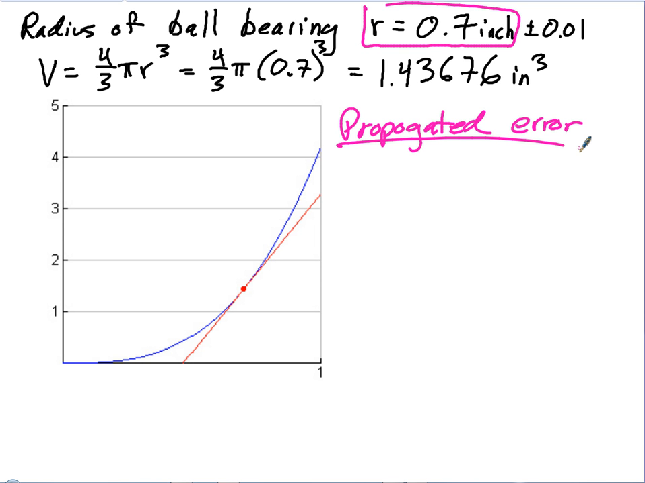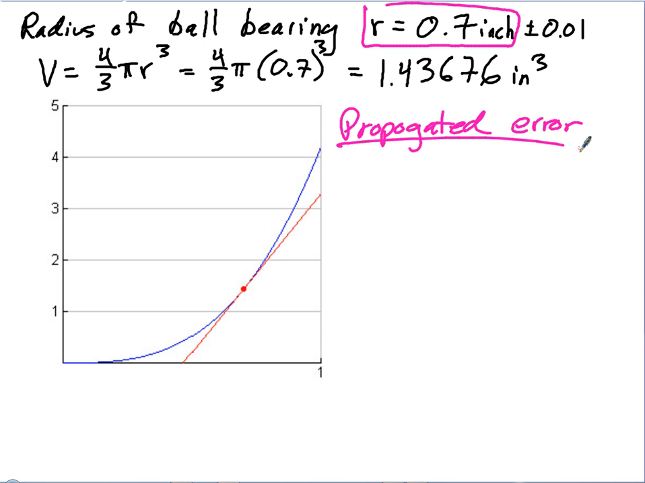Propagated error. The volume goes as radius cubed, right? So a change in radius is going to be amplified a little bit in the volume calculation because the volume is being cubed. Does that make sense? A relatively small change in radius, when I cube it, could end up being a little more substantial. So we need to make some estimate of what the propagated error is, right?